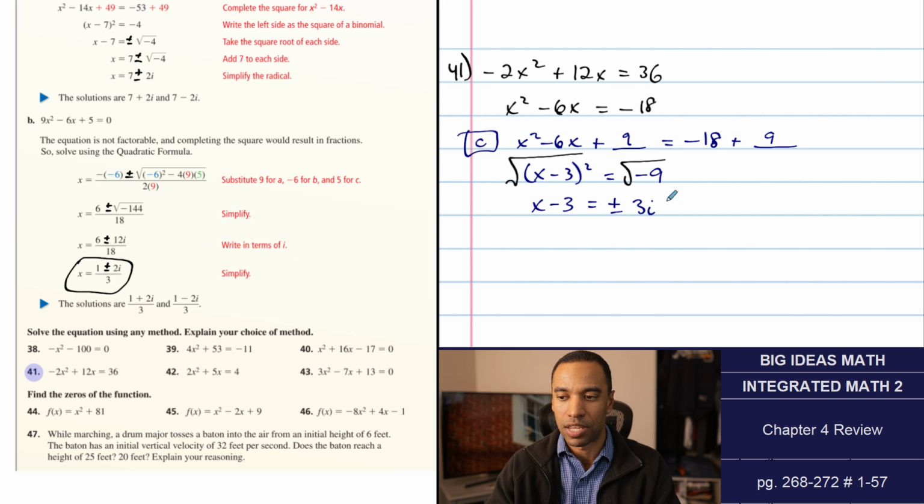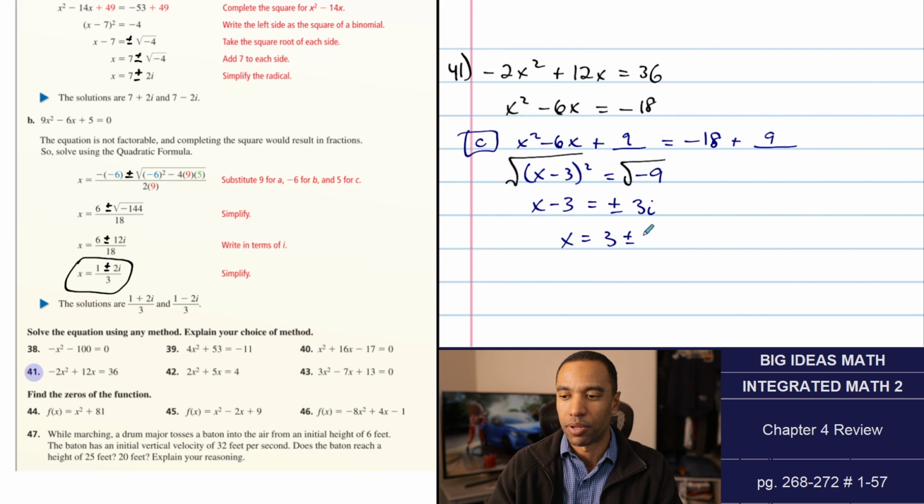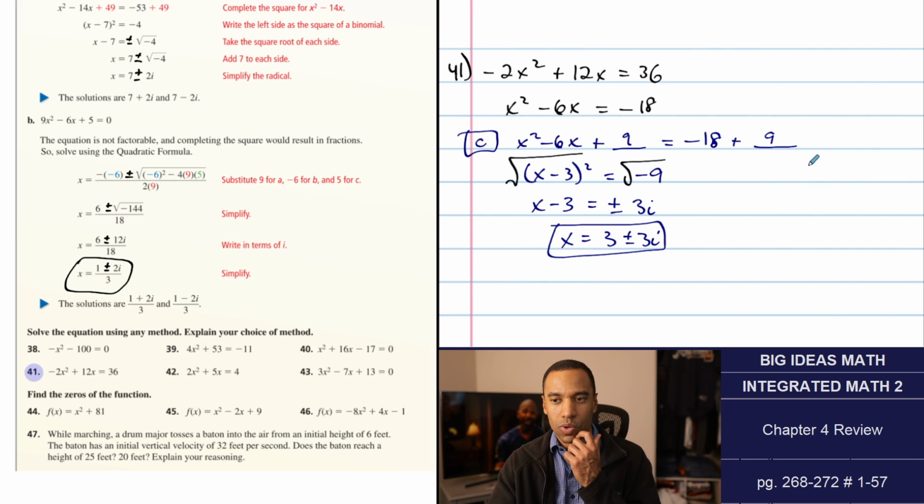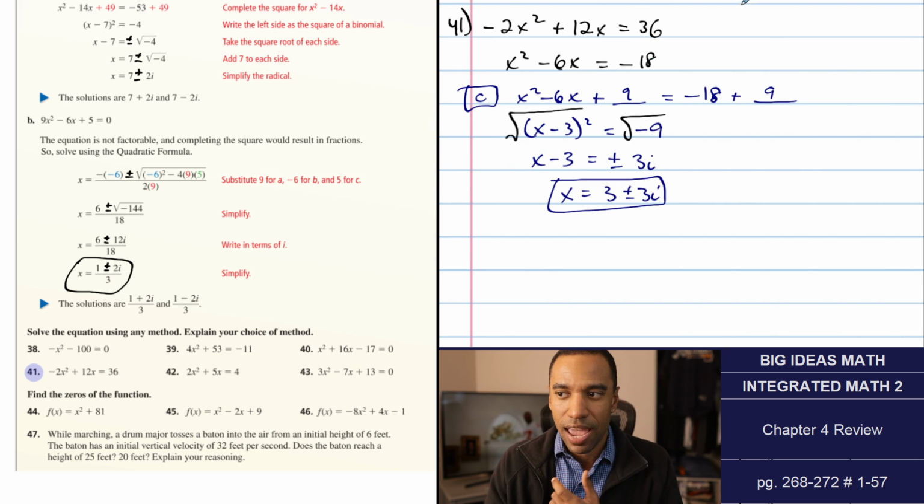Anyway, x minus 3 is plus or minus the square root of negative 9. The square root of 9 is 3, the square root of negative 9 is 3i. Add 3 over, x is 3 plus or minus 3i. Nothing to approximate or round. Those are the two complex conjugate answers.